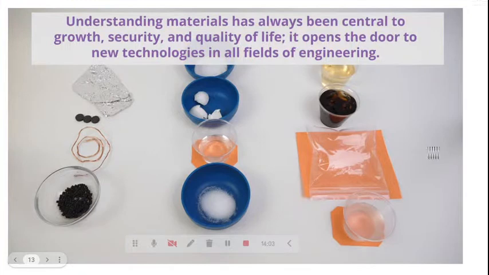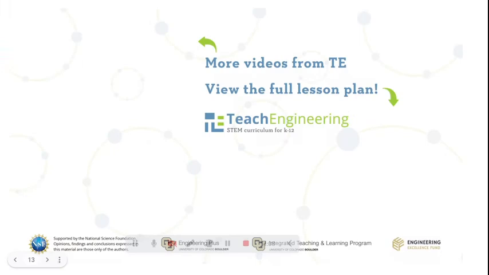So the importance of understanding all of this is that we have new technologies and it can help us open doors in fields of engineering and other science fields as well.